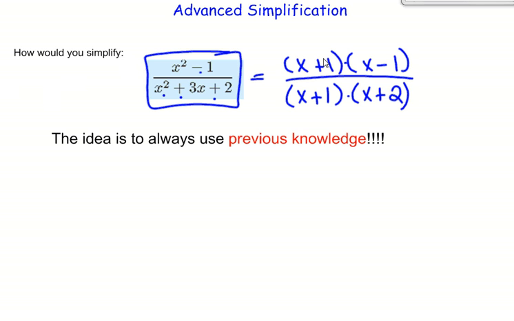So now we can cancel our x plus 1s, and we're just left with x minus 1 over x plus 2. So again, anytime you're faced with these algebraic fractions, you definitely want to look at what factors can I take out? How can I factor both the numerator and the denominator?